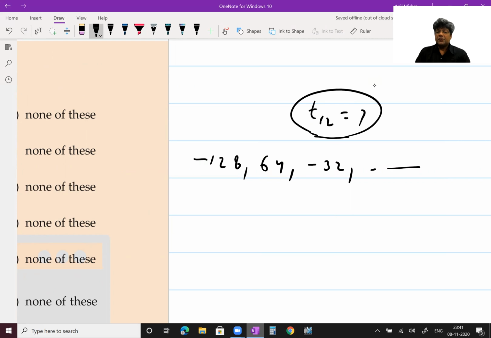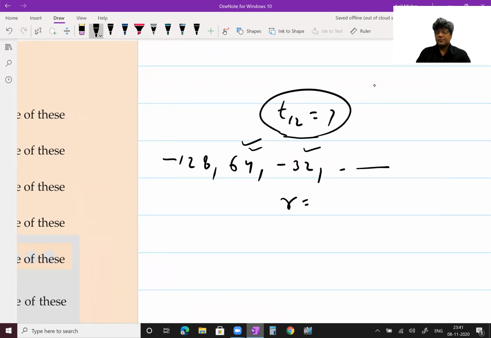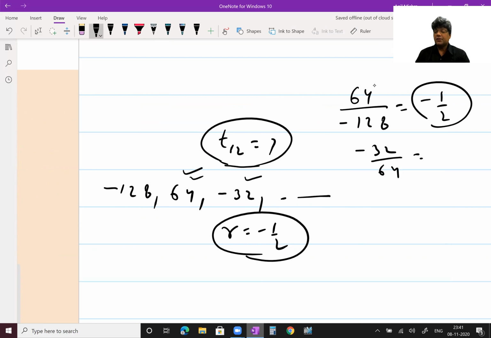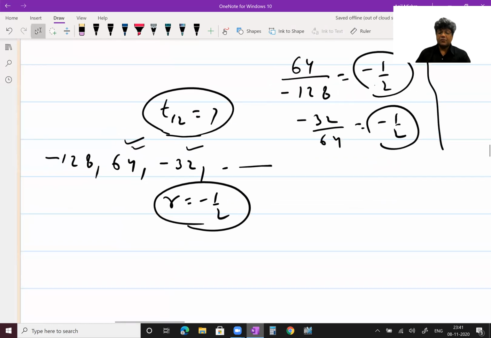Why? 64 by minus 128, how much will you get? Minus 1 by 2. Minus 32 by 64, how much will you get? Minus 1 by 2. So here your common ratio is minus 1 by 2. Look, how to get common ratio? Divide any term by the previous term, minus 128, we are getting minus 1 by 2. Or we divide the third term by the second term, minus 32 by 64, same, we are getting minus 1 by 2. That means the common ratio is equal to minus half.